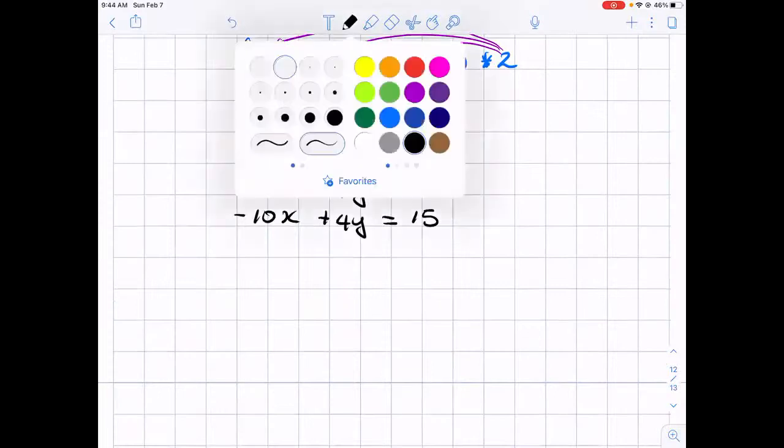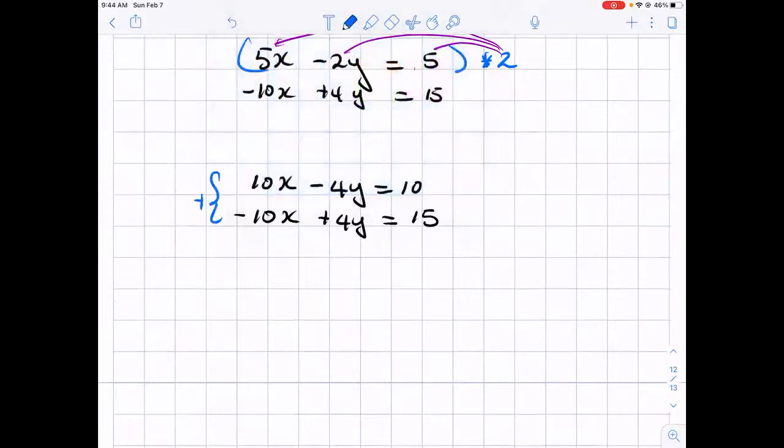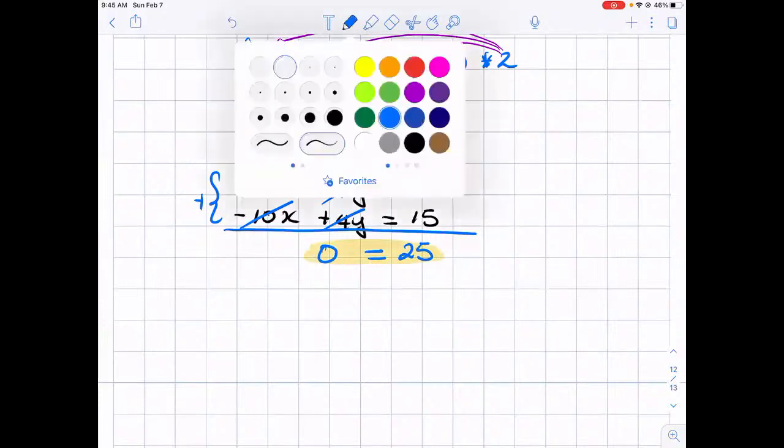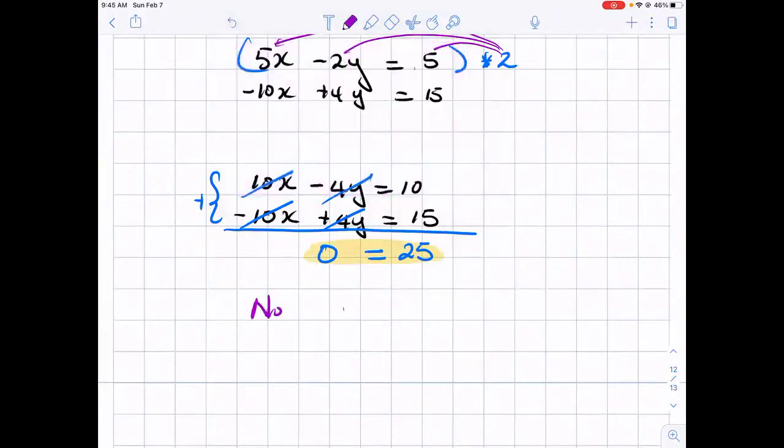Now, if you add them, you will see that the minus 10x and the plus 10x is 0. That's 0. The minus 4y and the plus 4y is also 0. So on this side, you have 0 is equal to, and 10 plus 15 is 25. And there is no way 0 is equal to 25. So this problem has no solution.